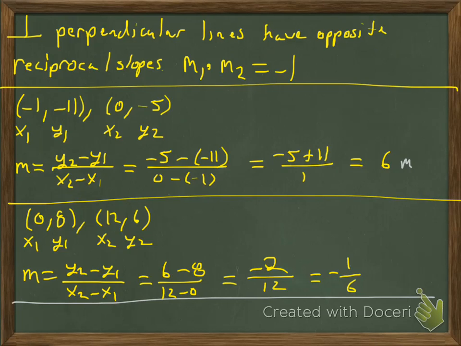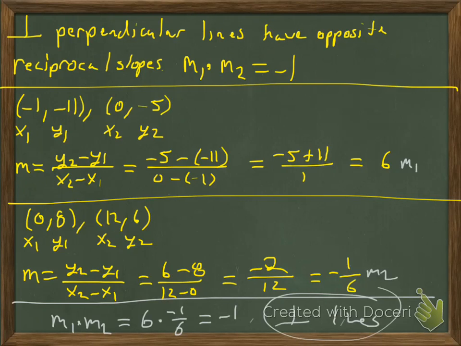Okay? So the slopes are different, so they're not parallel. The next thing to do is to check. So m1 times m2, 6 times -1/6, is going to be equal to -1, and because of that, they are perpendicular lines. Okay, so if I didn't get -1 as an answer, if I got anything else, then I would just say that these are neither parallel nor perpendicular.